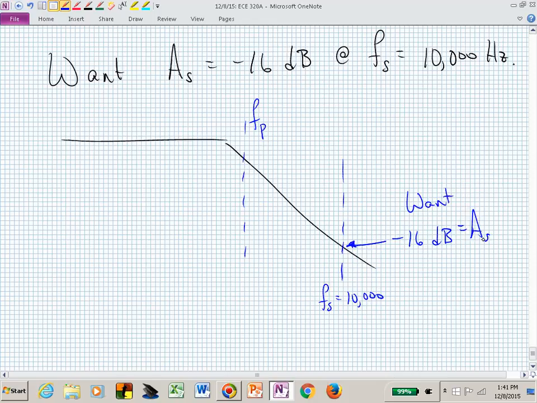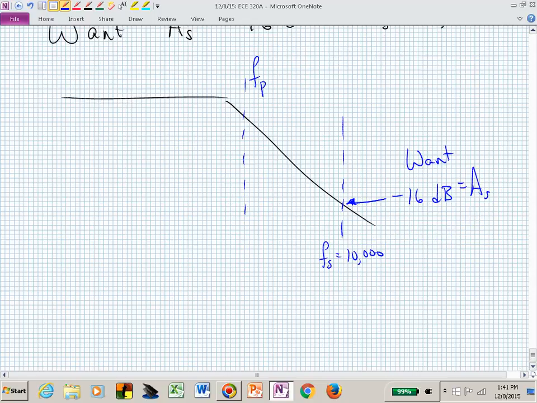That's our A sub S. And we said our approximation was good as long as A sub S was smaller than minus 10, so we're okay there, but we could check that. If we looked at 10 to the minus 0.1 raised to the minus 16, that's now 10 to the 1/10 of 16 is 1.6.